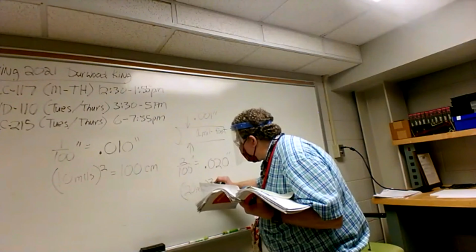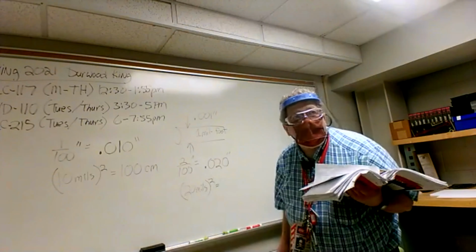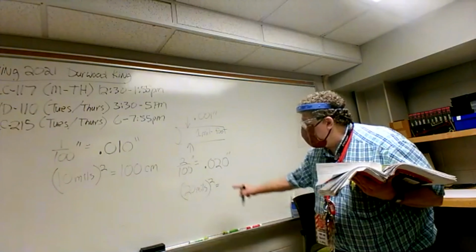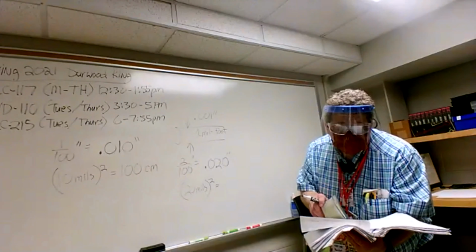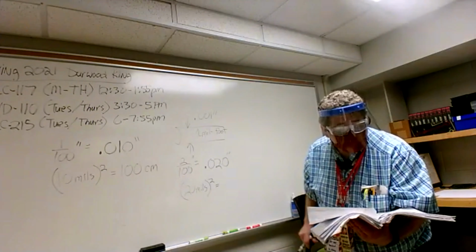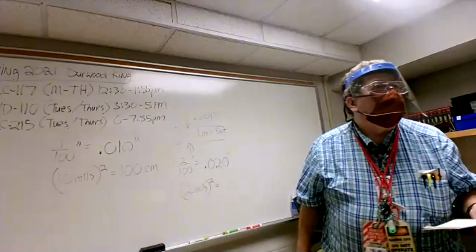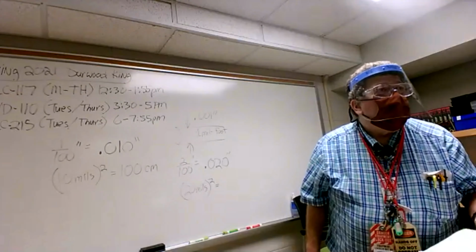Now, if we're going to square 20 mils to get the CSA, so if you square 20, what is it? 400. 400 circular mils.